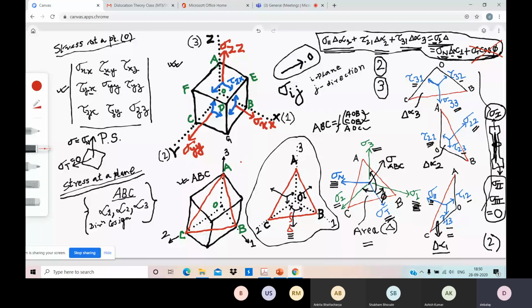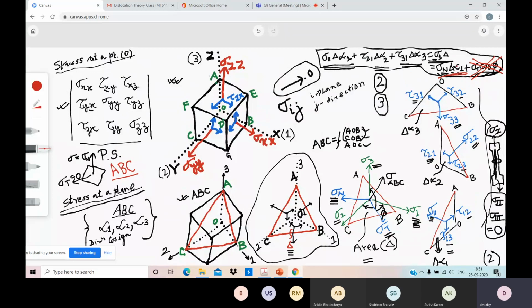Suppose my ABC plane is the principal plane. Then there will not be any shear stress on that plane. So the shear stress component I can write as 0. I can cross this out. So the only term that remains is the normal stress term, sigma n delta alpha 1. And one more correction I can do. I can write sigma n as sigma.